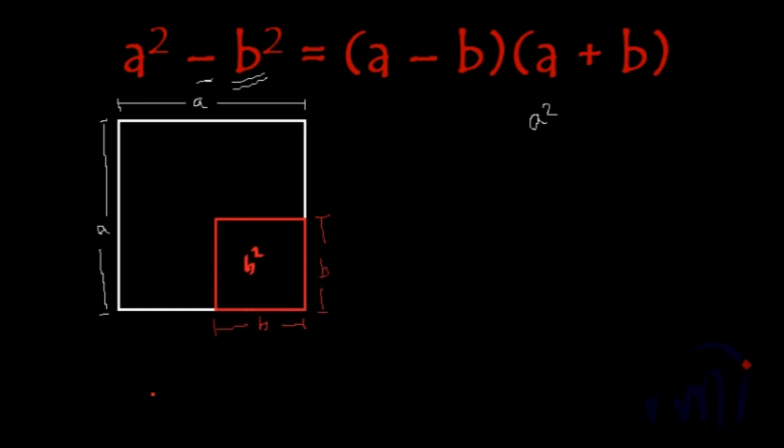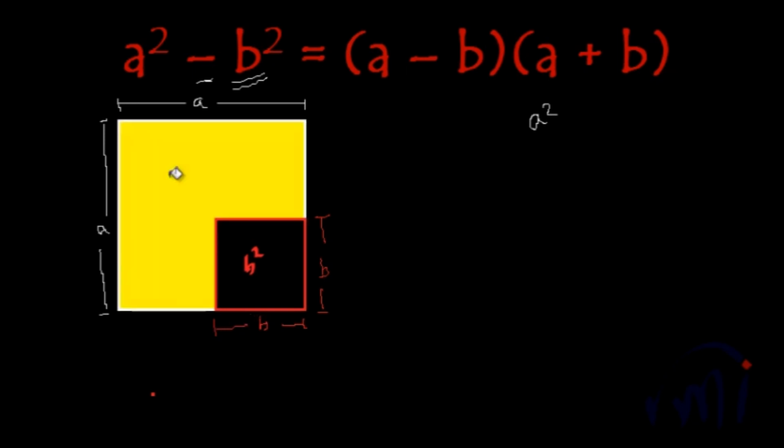So a square minus b square will be the remaining area. This area will be a square minus b square, isn't it? Because this is the bigger square whose area was a square minus the area of this smaller square whose area is b square. So this much is a square minus b square, right?